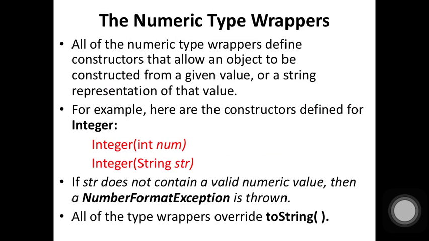And all of the numeric type wrappers define constructors that allow an object to be constructed from a given value or a string representation of that value. So here the constructor defined for Integer may take a number value or a string value. If str does not contain a valid numeric value, this constructor throws an exception, NumberFormatException. So you may pass the numeric value of type integer, or you may pass a numeric value as a string. And all of the type wrappers override the toString method in order to convert to string format.